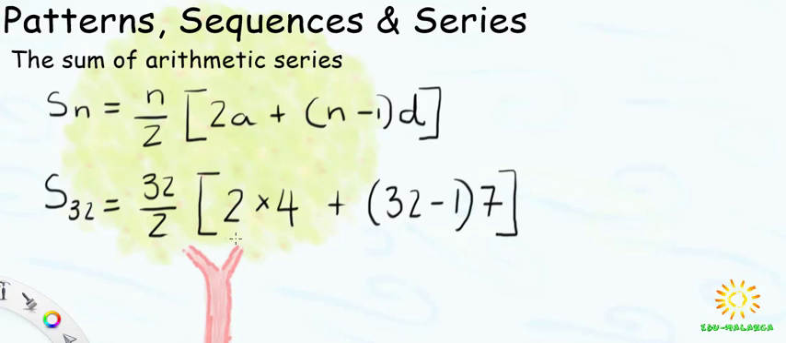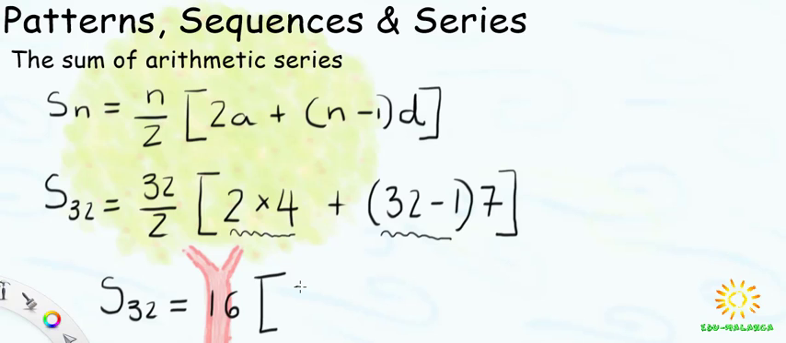Let's start by simplifying what's in the big brackets. 2 times 4, that will be 8. There's a plus sign, so that separates. 32 minus 1 will become 31. Oh, and 32 can be divided by 2 as well. 32 divided by 2 is 16. So you have S32 is equal to 16, open brackets, 2 times 4, we said that is 8, plus 32 minus 1, that's equal to 31, times 7, can close our brackets. Okay, let's continue on the next page.